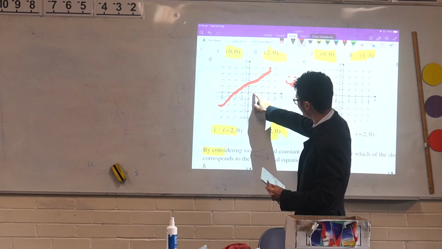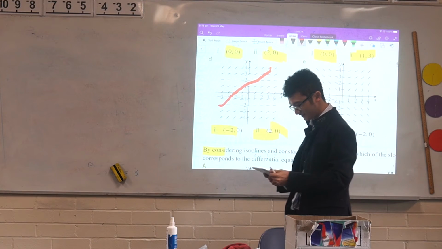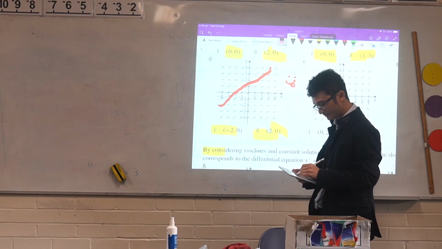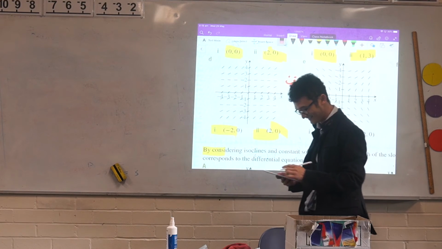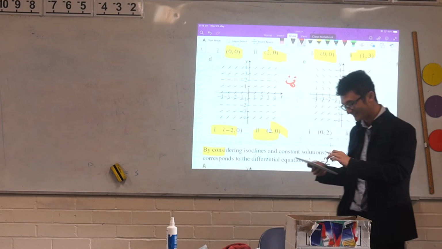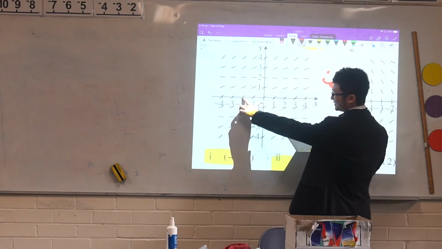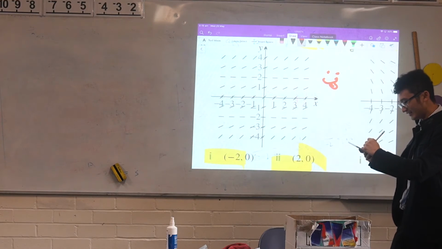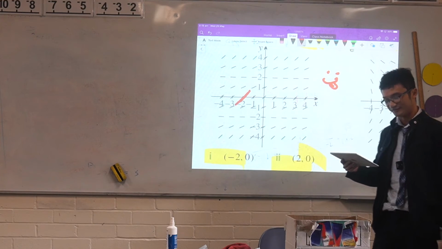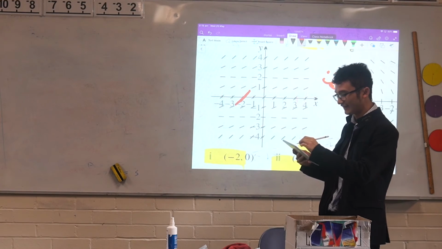So minus 2, 0, we're over here, right? So let me just clear up these again. Okay. So if you zoom in and you look at minus 2, 0, which is this point here, that is a diagonal line, right?